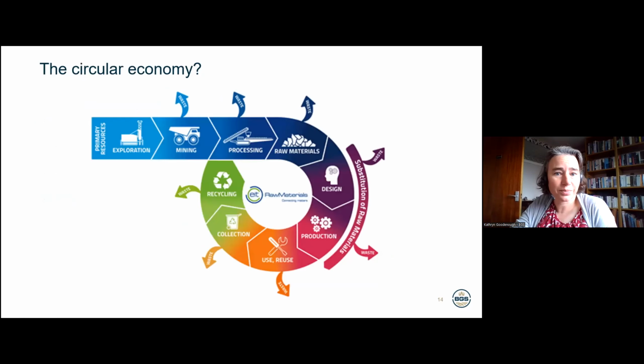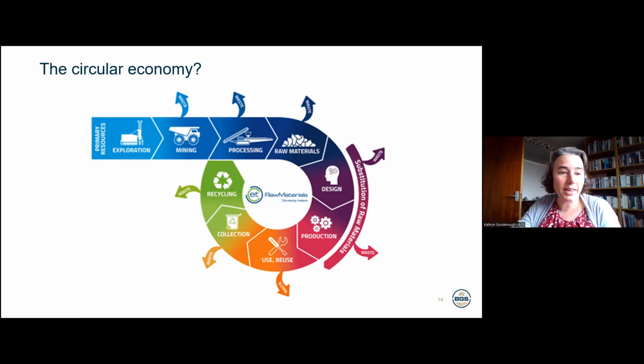So really, the key point here is we're going to need an awful lot more mineral raw materials. And then some of you will be thinking, well, that's great. Of course, we should be able to get a lot of that by recycling. And of course, that is absolutely true. And recycling is something that is going to be so important in terms of research and development over the coming decades. But this is an illustration from the EIT raw materials of what the circular economy is all about.